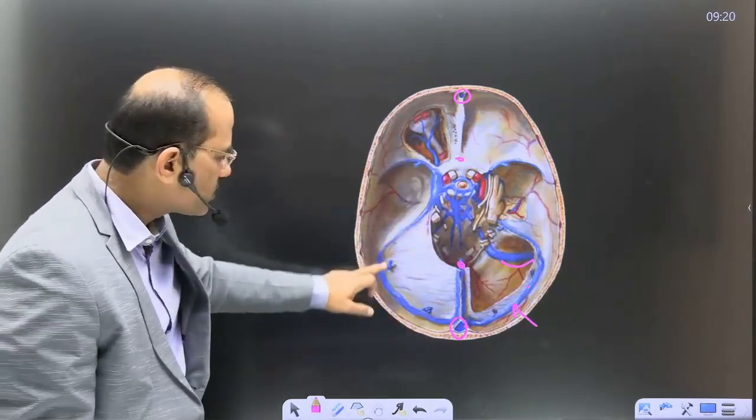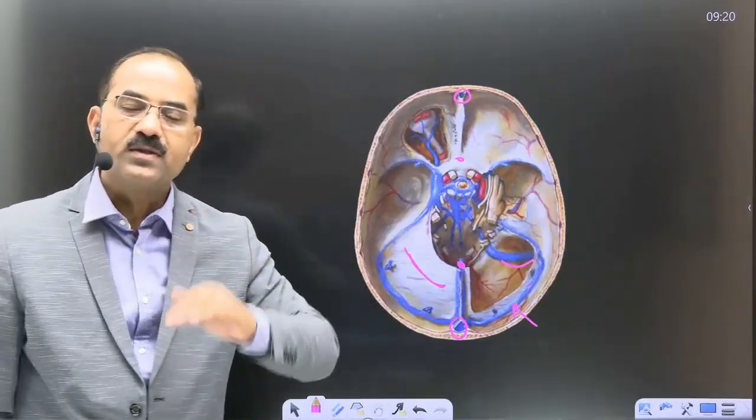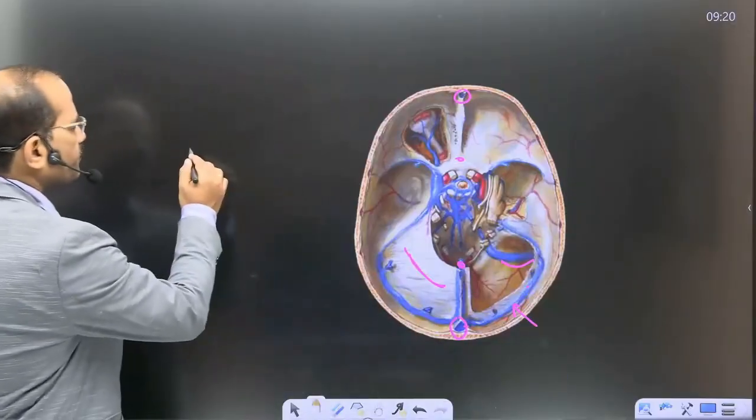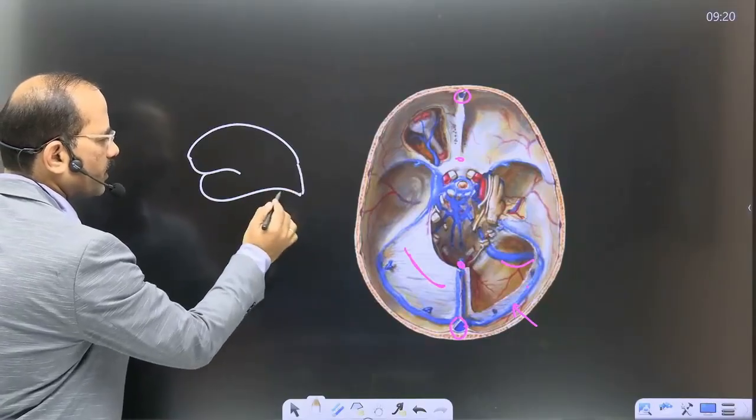Now, what is this fold of dura mater? You can see this fold of dura mater. It is going to separate the... One moment, I'll just draw this for you. Look, I'll draw it like this. So that's the brain.